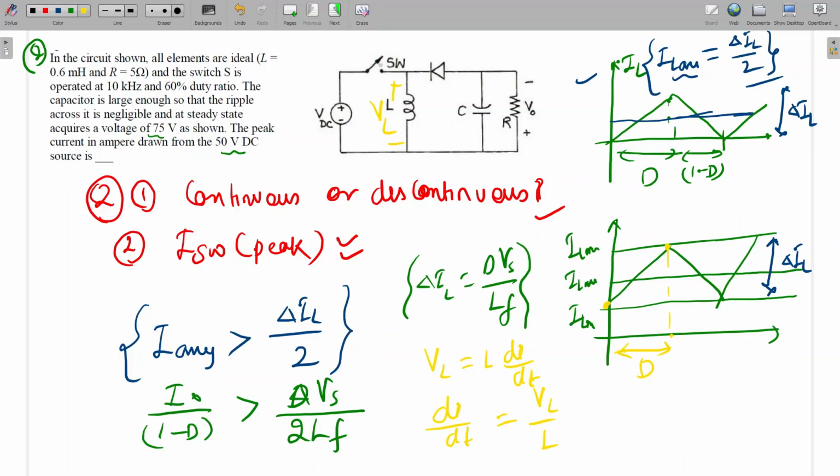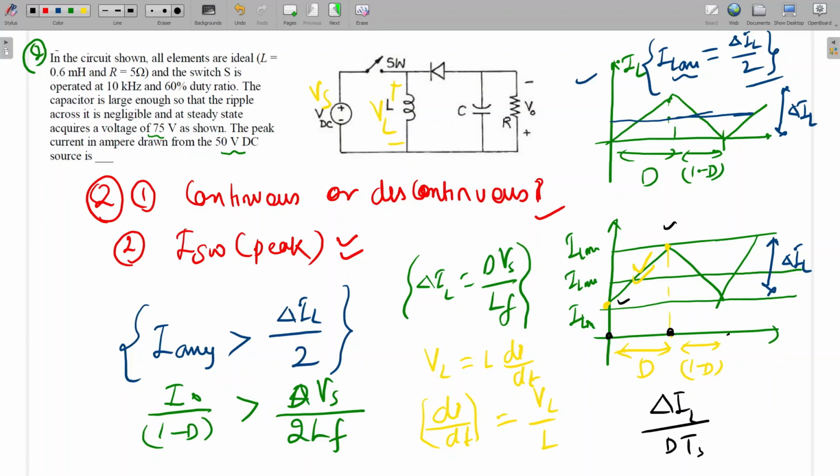During the on condition, the switch will be on for this time and off for 1 minus d time. When the switch is on, what will be the value of VL? VL will be equal to VS, the source voltage. So I can write this equation as di by dt, which is the slope of this line. What will be the slope of this line? The slope is y2 minus y1, which is delta IL, divided by x2 minus x1. This is x2 and this is x1, so this will be dTs.